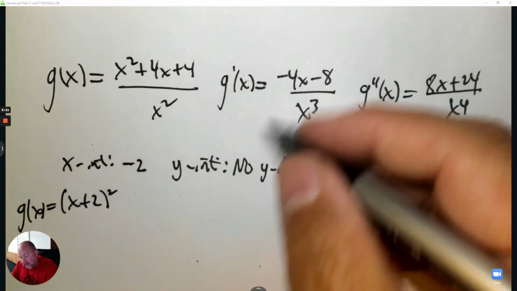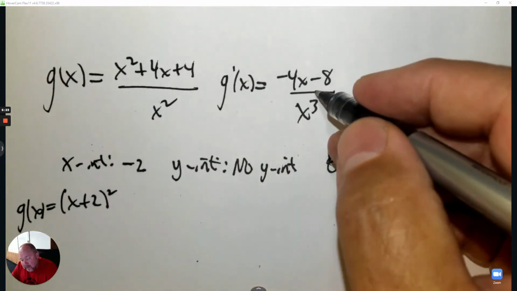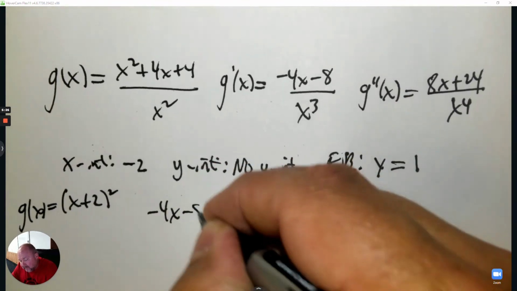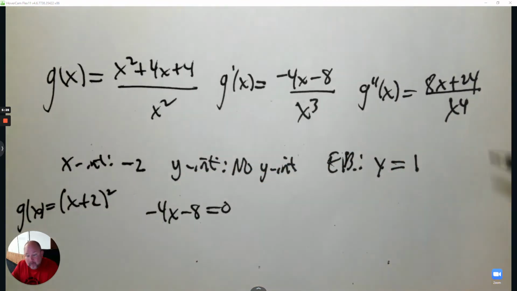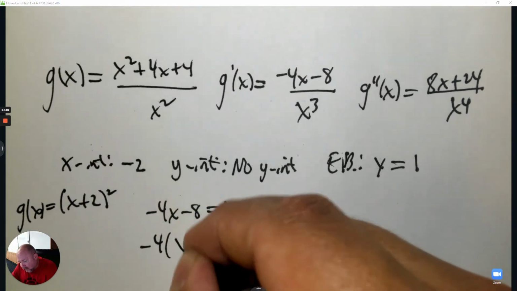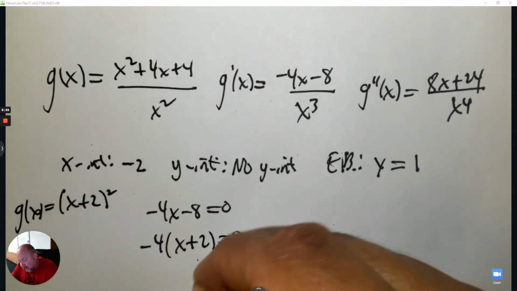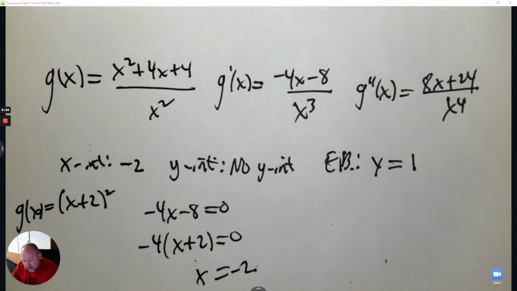Now we're going to take a look at the derivative. So what are the critical numbers? If I take negative 4x subtract 8 equal to 0, I could factor out a negative 4 and recognize there's one answer, which is negative 2.